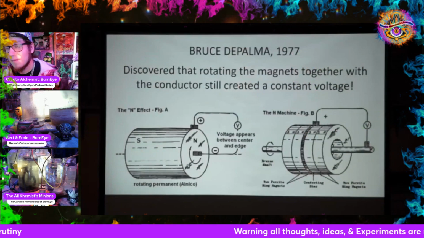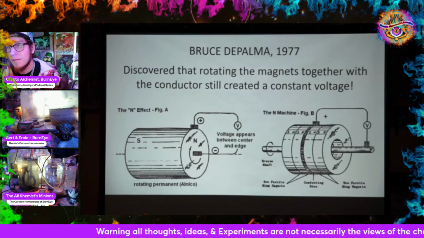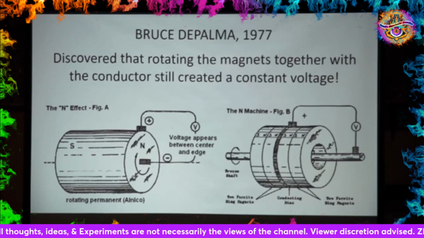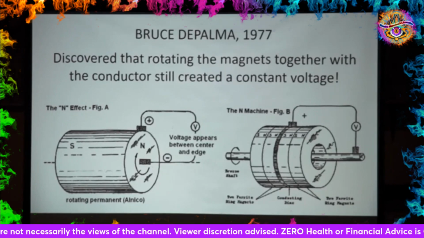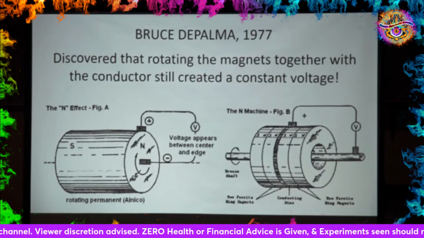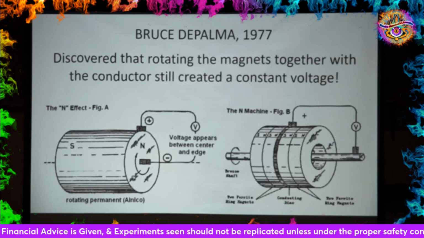So in 1977, Bruce De Palma advanced the concept of the homopolar generator in a way where he did something that's not even really supposed to work, as a lot of things that are common in this field that many of us have seen do work. With this, he discovered that rotating the magnets together with the conductor still created a constant voltage.